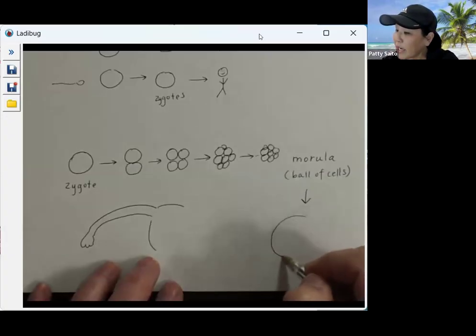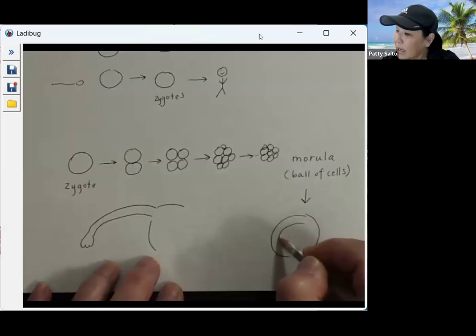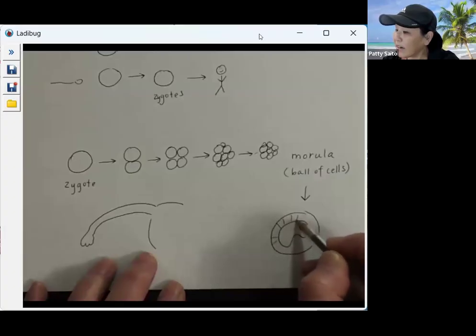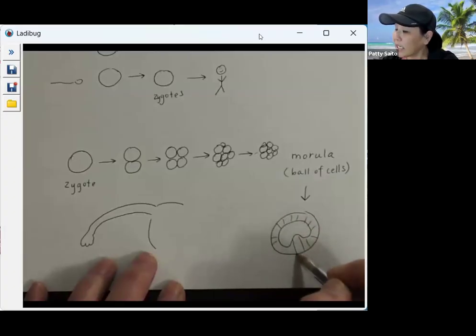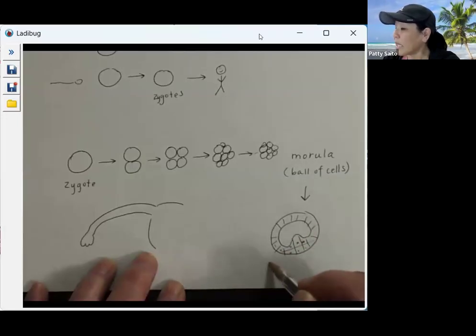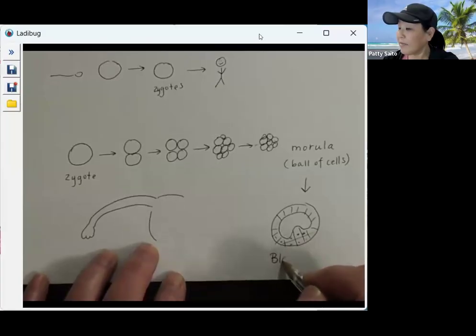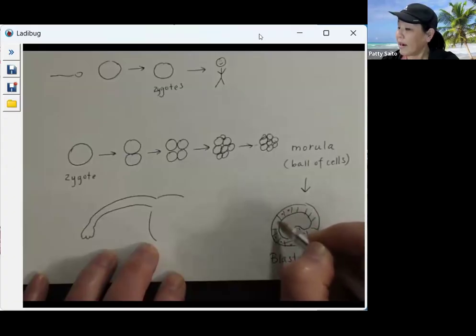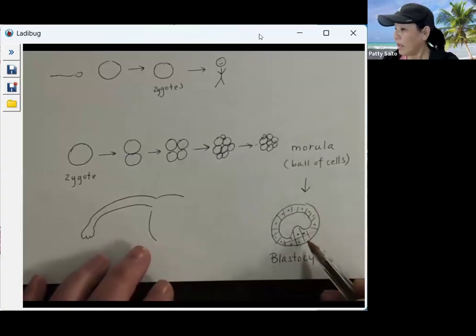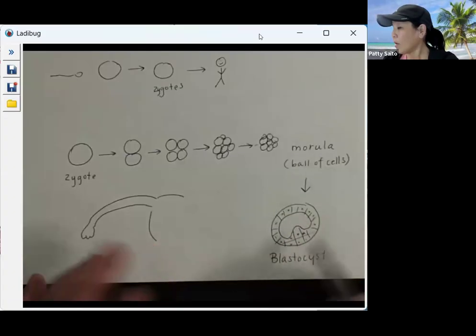So these are all cells here, lots more cells, right? Because it continues to divide. And each one of these is a cell. And then there's a space inside. Then it becomes what is called a blastocyst, which is a hollow ball of cells.